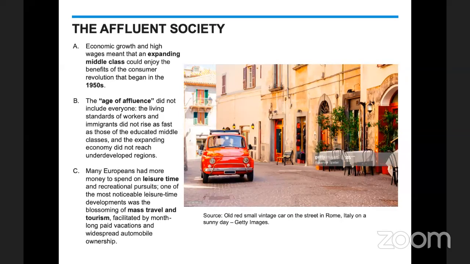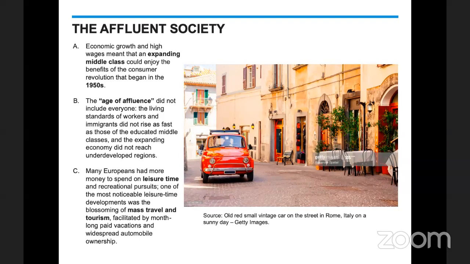Yeah, I stack onto what you're talking about with this affluent society. I love this image. It's from the streets of Rome, and it just says this old small red vintage car, but that's very much a present day image. If you travel to Rome, this is a pretty common scene actually. So it stacks on the consumer side of the affluent society.